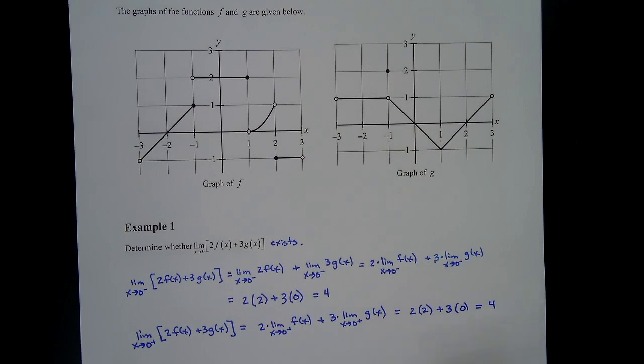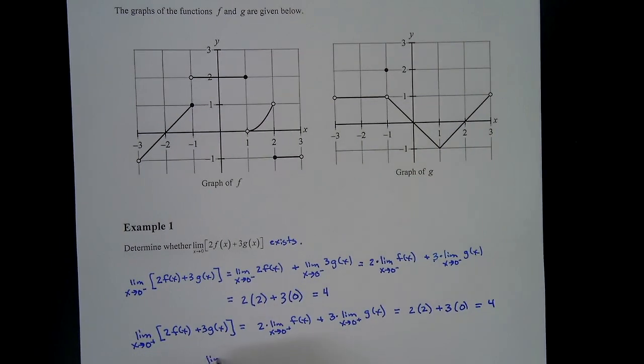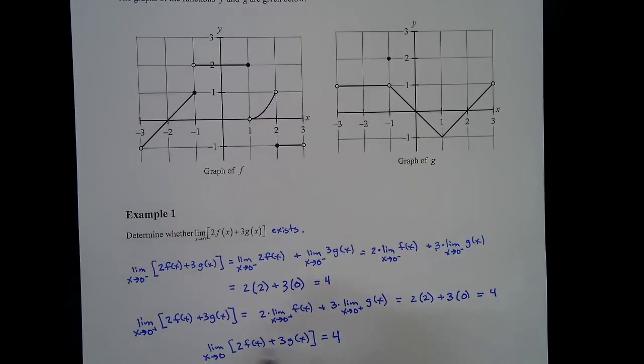Okay, so they're the same. That means the limit as x approaches 0 of 2f of x plus 3g of x is equal to 4. And that's the answer to that one. All right, let's do another one.